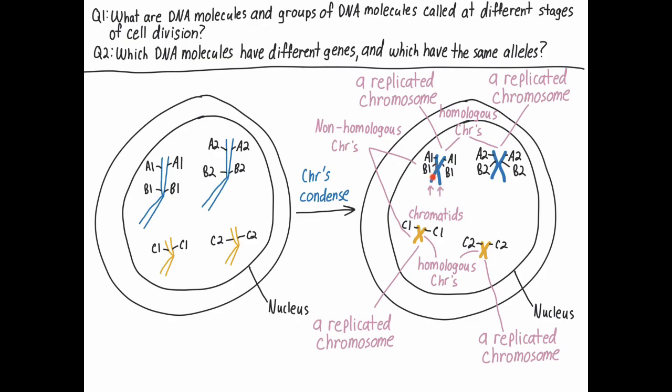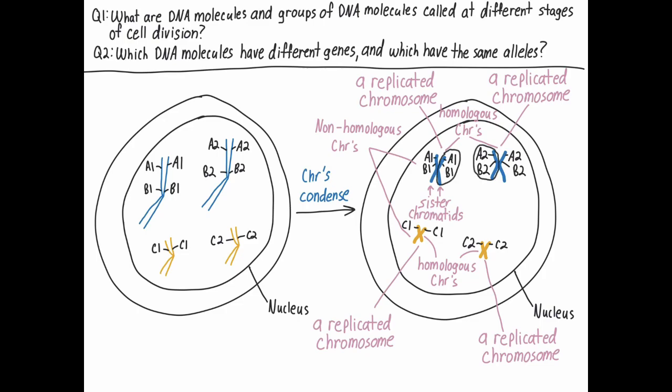The 2 chromatids in the same replicated chromosome are called sister chromatids and have the same genes and the same alleles, because one chromatid was synthesized using the other as a template. This one chromosome is made of 2 sister chromatids. This is true for all of the chromosomes at this point. So we see 4 chromosomes in this cell. 1, 2, 3, 4.